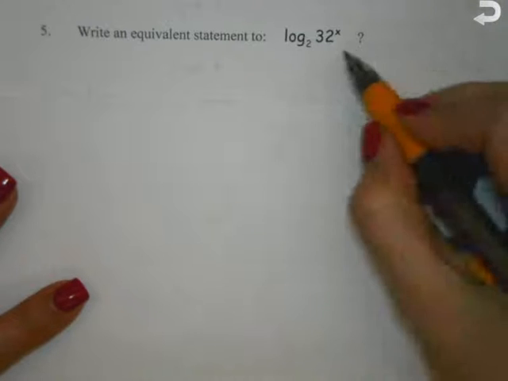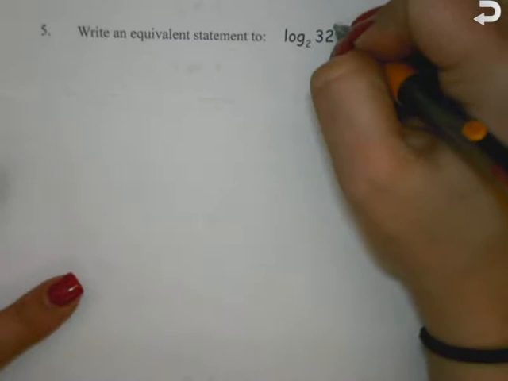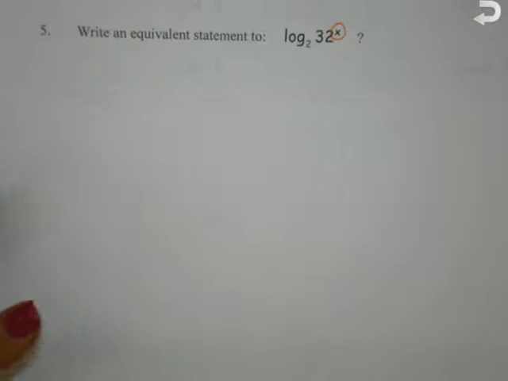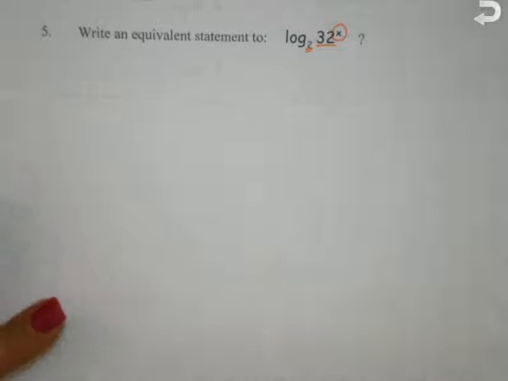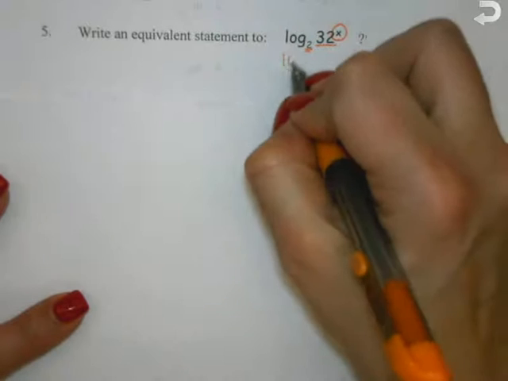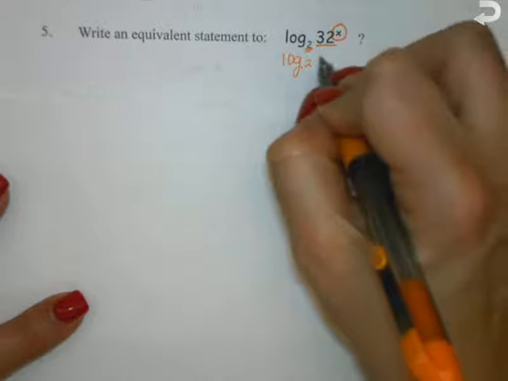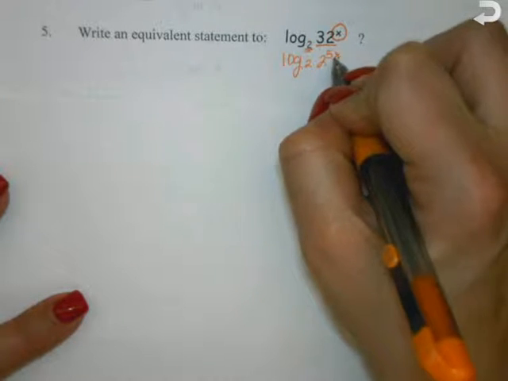So number 5, what is an equivalent statement to log base 2 of 32 to the x? Normally, we would set the whole thing equal to x and then solve, but we already have an x in our problem. So I'm going to go a different route about this. Here I have a base of 2. Can I rewrite 32 as a base of 2? Yeah, it's 2 to the what? 2 to the 5th. So let's rewrite this as log base 2 of 2 to the 5x.